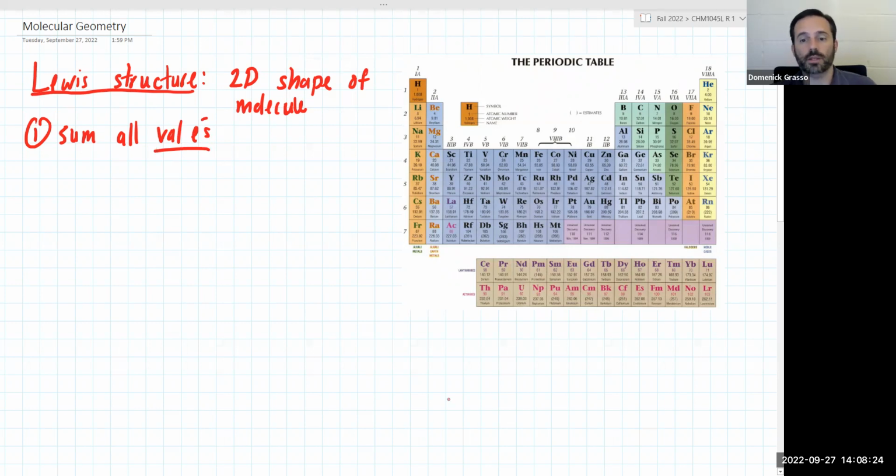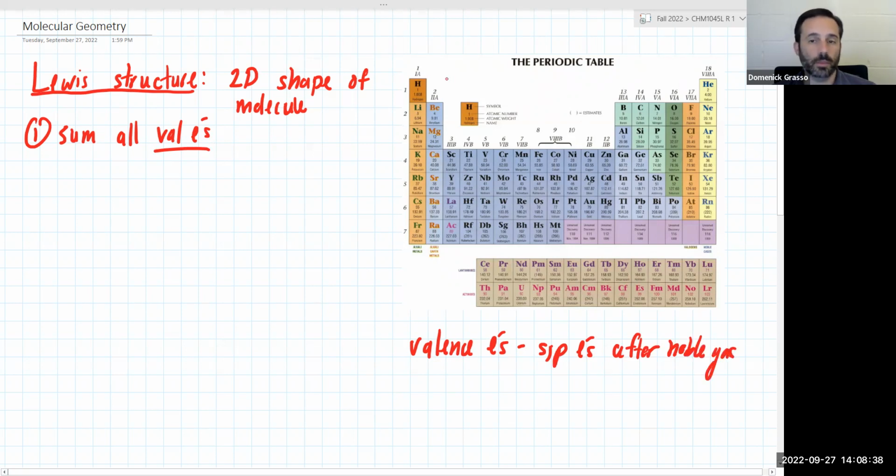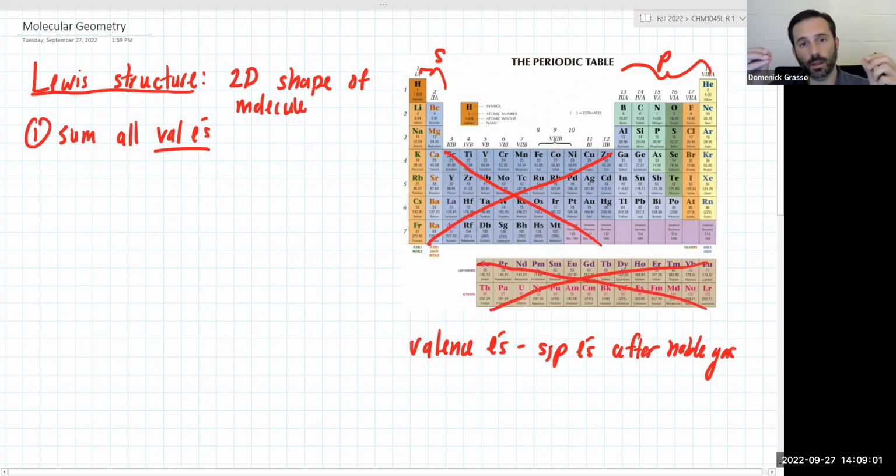If you haven't gotten there in class yet, our valence electrons are the s and p electrons after your noble gas. You all remember that if you're looking at the periodic table, you've got your s electrons right here, and you've got your p electrons right here. When we're trying to find valence electrons, it's really not intended to be tricky. We don't care about d electrons, and we don't care about f electrons. We only care about s's and p's, because those are the electrons that are going to interact to make bonds.